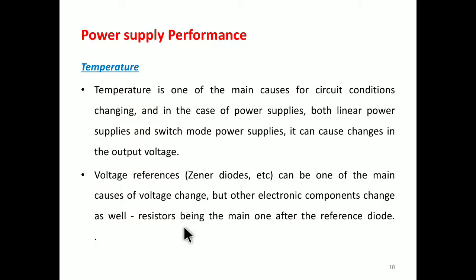Next, another important parameter is temperature. Temperature is one of the main causes of circuit conditions changing, and in the case of power supplies, both linear supplies and switched mode power supplies, it can cause changes in the output voltage. When using voltage references in the design of a power supply, a Zener diode or IC voltage regulator can be one of the main causes of voltage change, but other electronic components change as well, resistors being the main one besides the reference diode. So this is temperature.